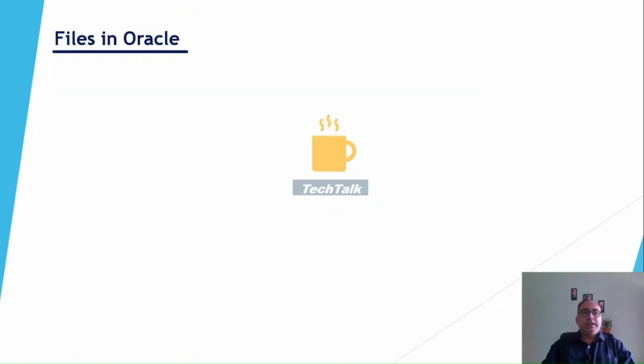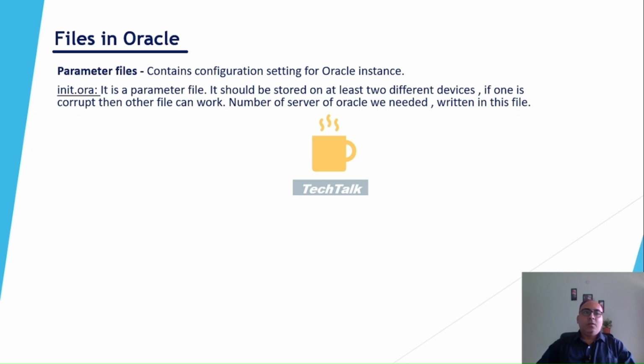Now let's quickly talk about files in Oracle. First one is parameter files. They basically contain different sorts of configuration settings for the Oracle instance. There are two major files under this category. One is init.ora. It should be stored on at least two different devices. If one is corrupt, then the other file can work.